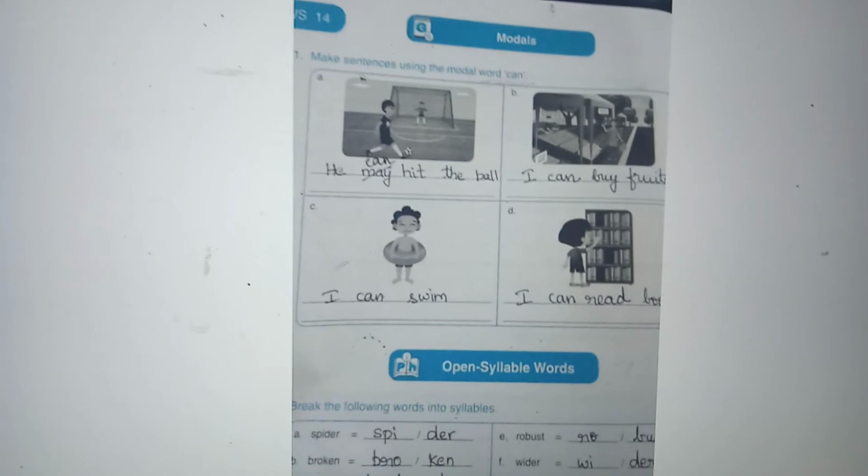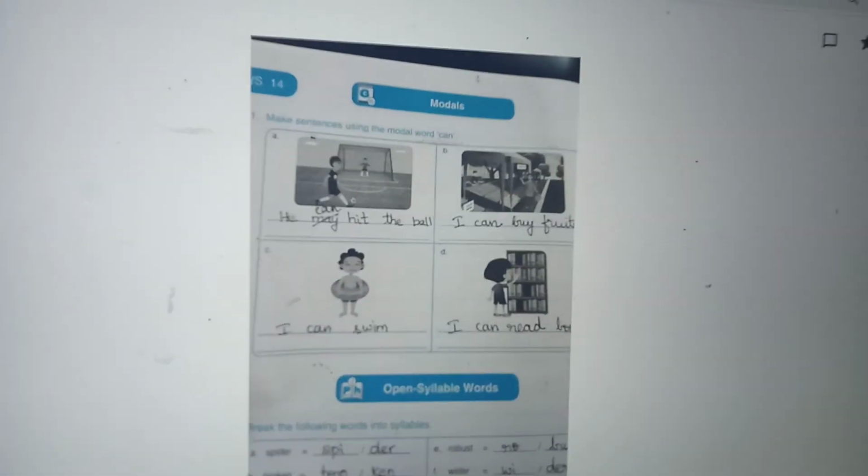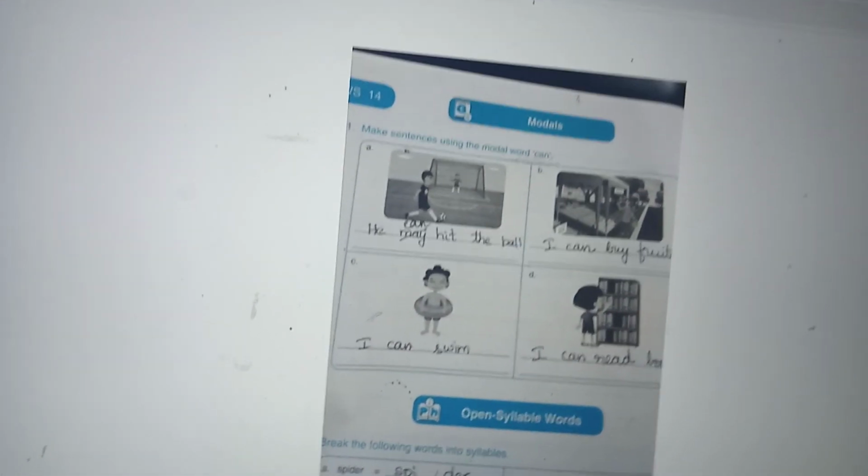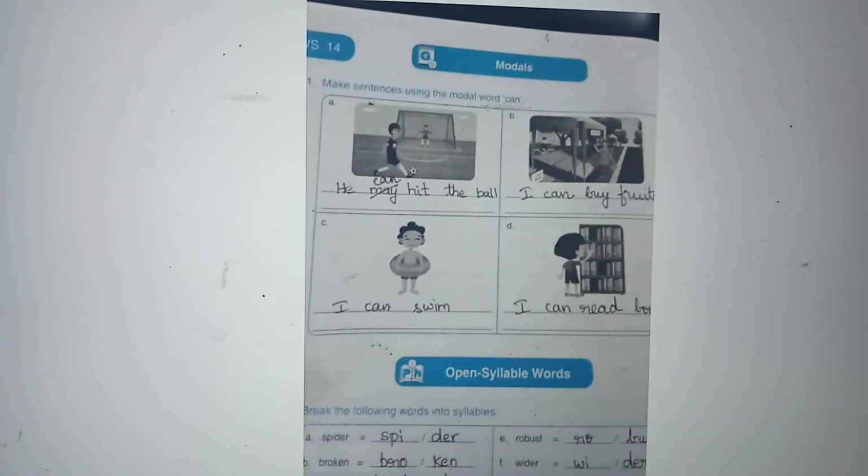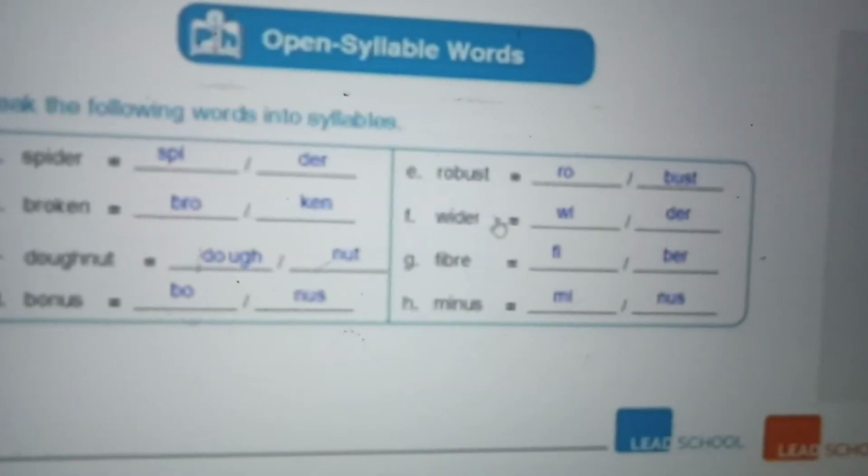In between vowels you split, and if only one consonant is there, it will go with the second syllable. Is it clear?